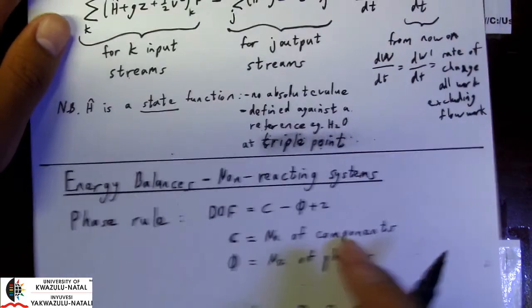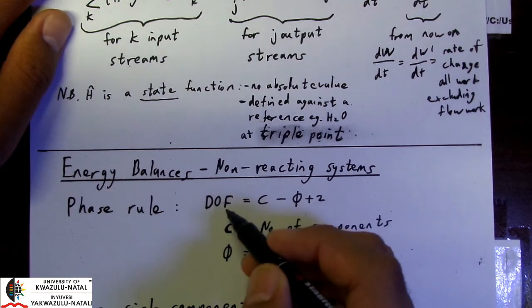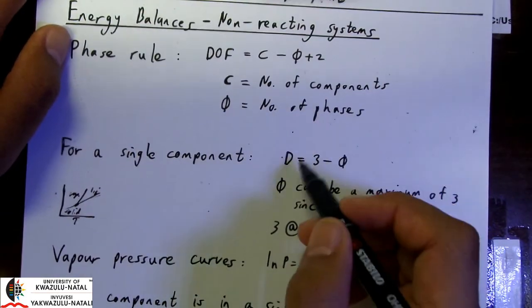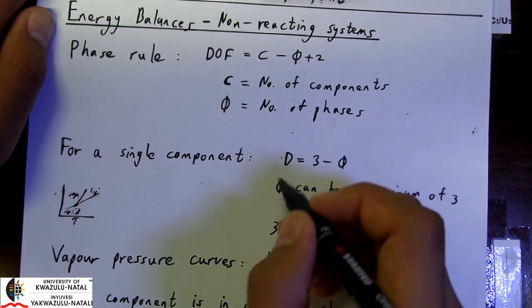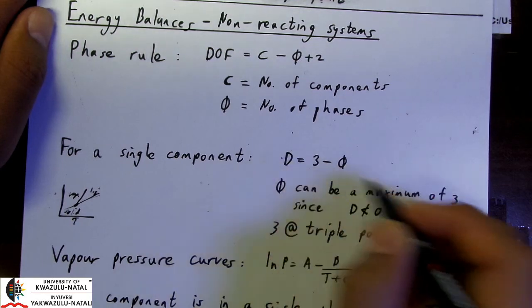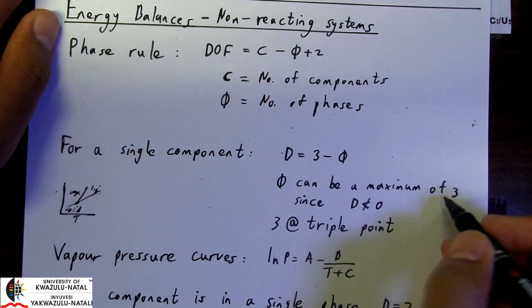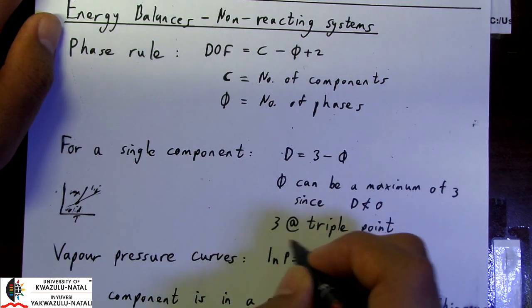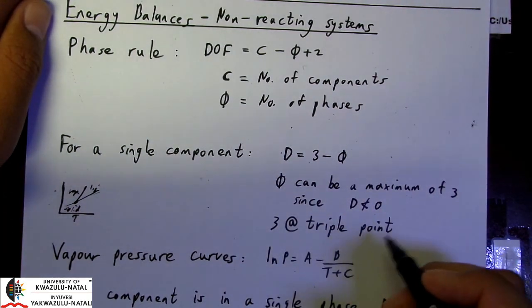Now our degree of freedom in the case of our energy balancing can never be negative. So for a single component system, if our D is equal to 3 minus phi, then it means that phi can be a maximum of 3. So we can have up to a maximum of 3 phases. And these 3 phases typically occur at the triple point, and we'll talk a bit more about the triple point as we go along.